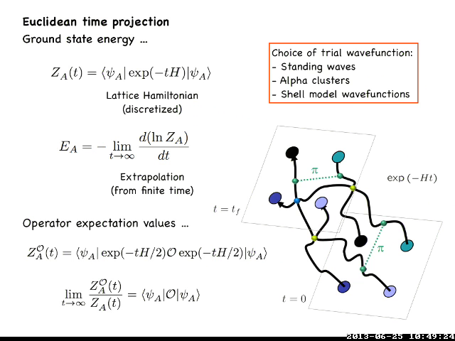And of course, if you need to calculate the expectation value of an operator, for example a quadrupole moment or this kind of thing, then you can just insert it in the middle, take again the limit to infinite time, and then you get the matrix element of this.